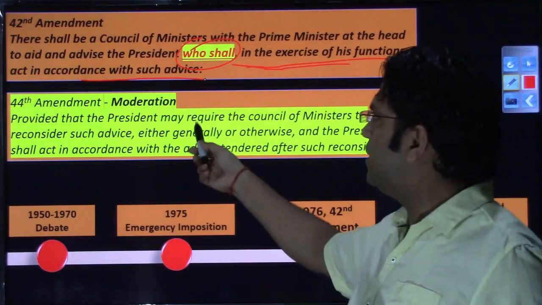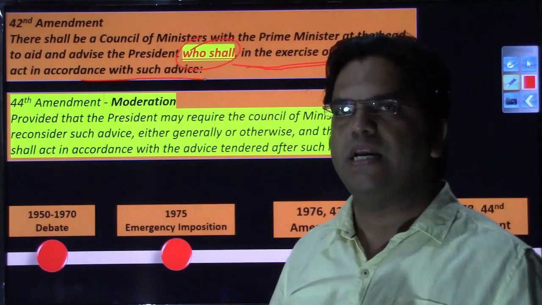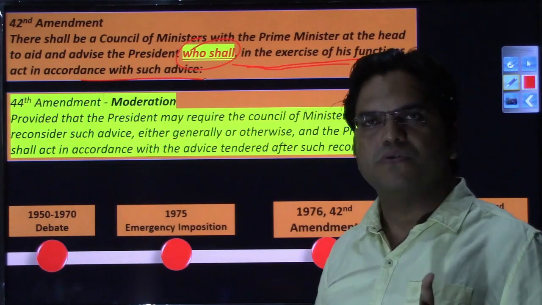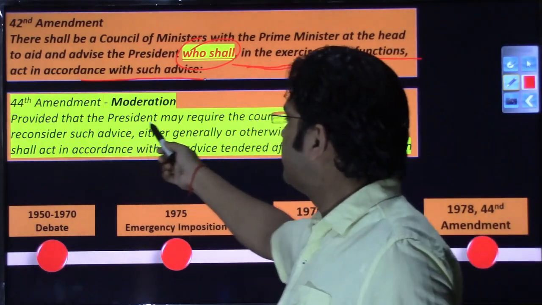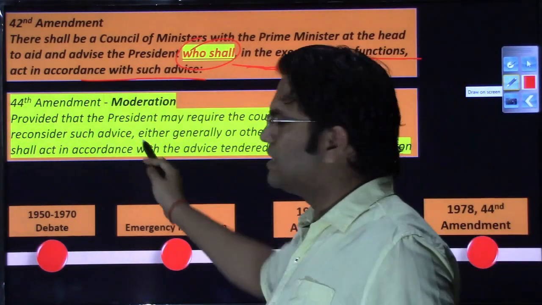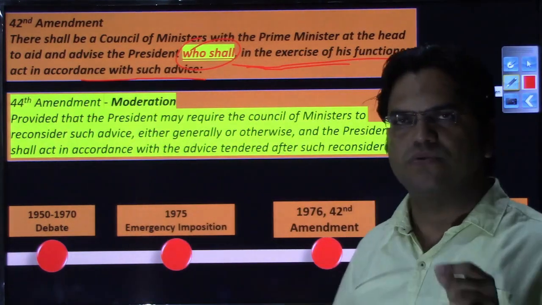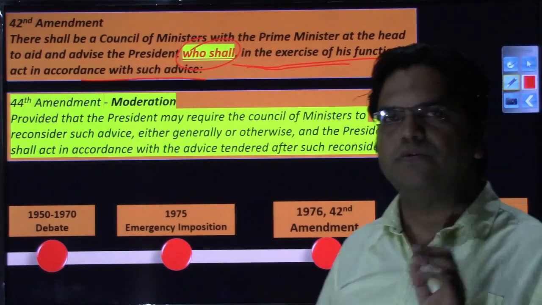So the 44th Amendment did not delete the word "shall", meaning the President is still bound by the advice of the Council of Ministers. But let me read it: provided that the President may require the Council of Ministers to reconsider such advice. You can read it as soon as you have the PDF. I'll be sharing the PDF with you guys, so you can read it. Let me tell you the essence.